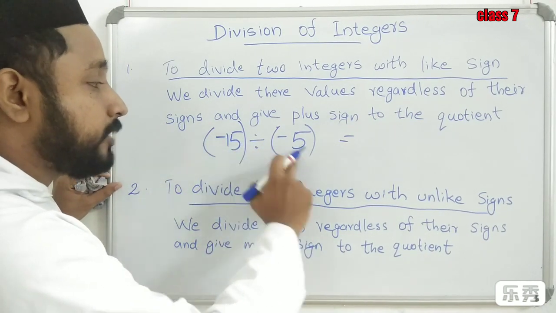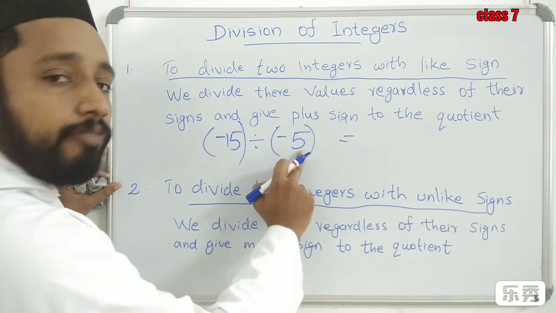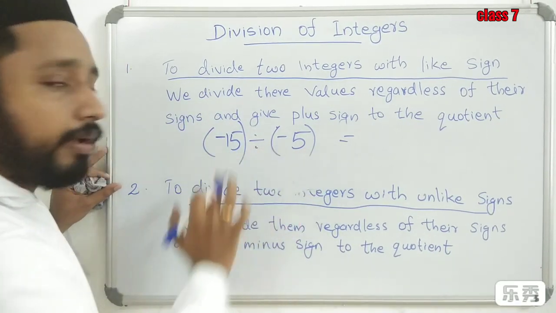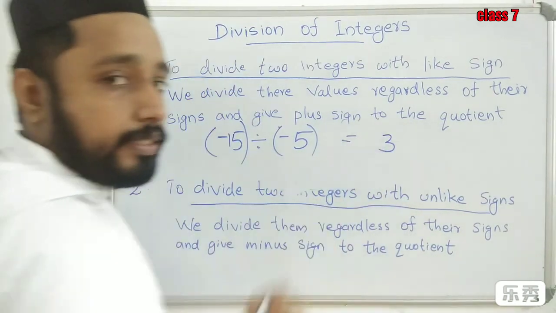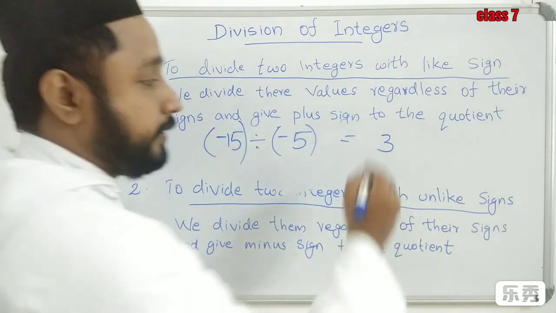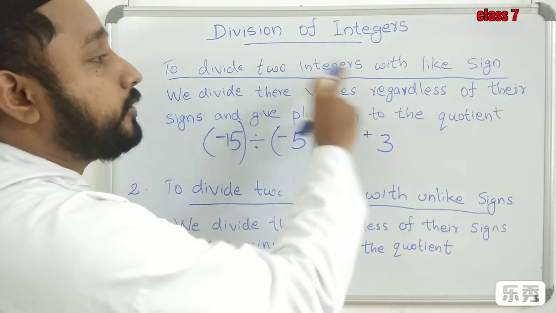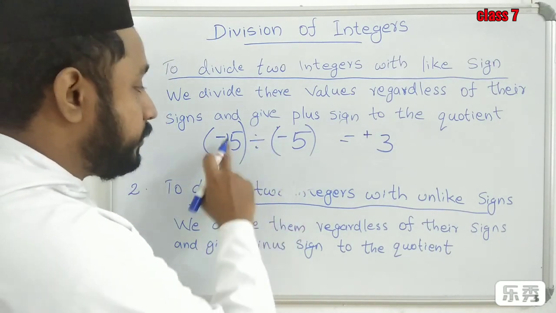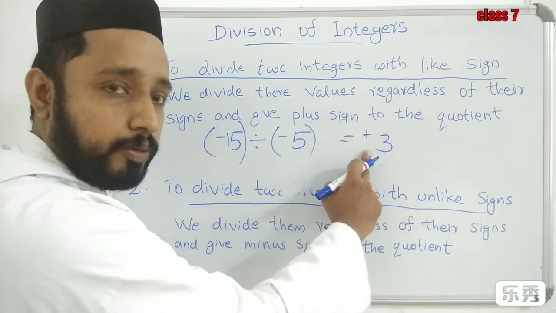So, we divide them as whole numbers. Without considering their signs, here 15, here 5. Don't consider the sign, 15 and 5. So, we divide 15 and 5. What is the answer? 15 divided by 5, answer is 3. Isn't it? Answer is 3. And put a plus sign to the quotient. That means plus 3. So, when we divide two integers with the like sign, which means same sign, two negative or two positive, minus divided by minus, answer is positive.